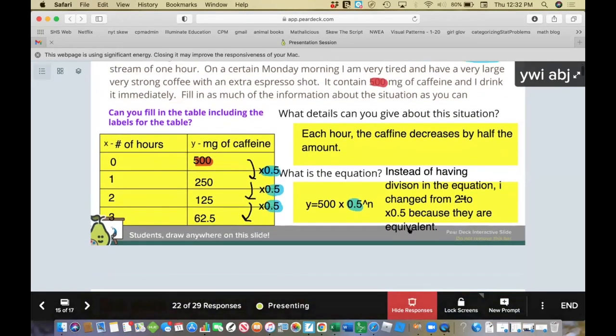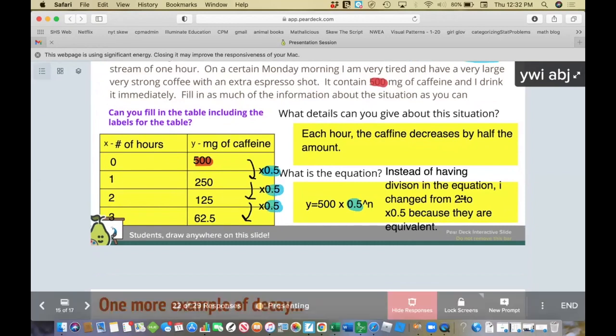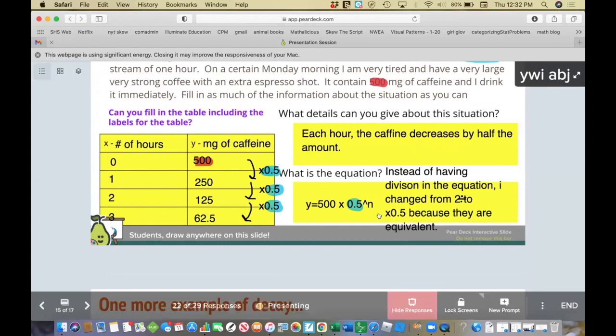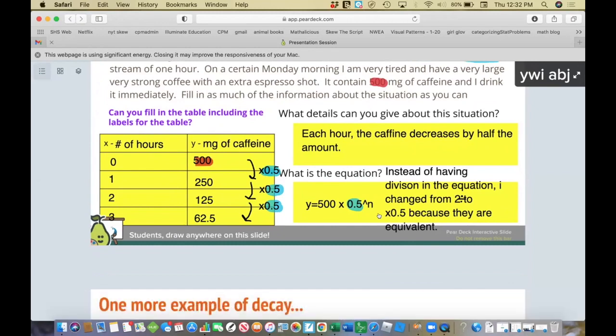And this one, I'm trying to see who this is. So Maddie, would you mind explaining? You put a little explanation to the side here where you highlighted your multiplier. Could you explain that? Yeah. So in most of the equations that we've been doing, it's been multiplication. So I changed it from dividing by 2 to times 0.5 because they're equivalent. Excellent. Thank you so much.